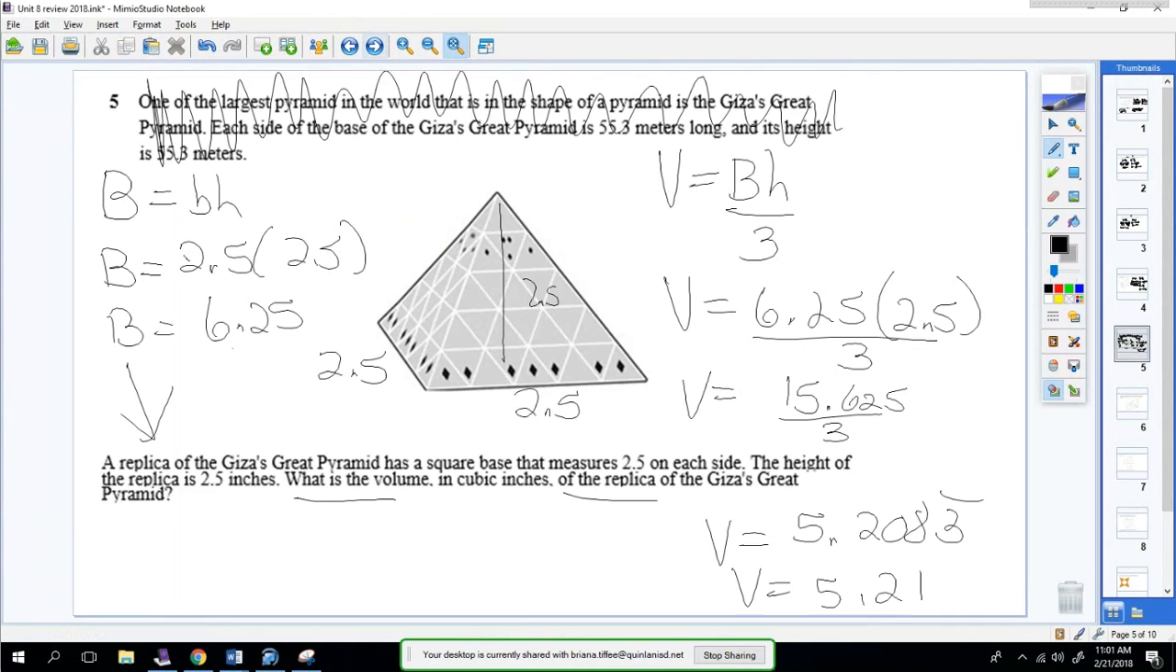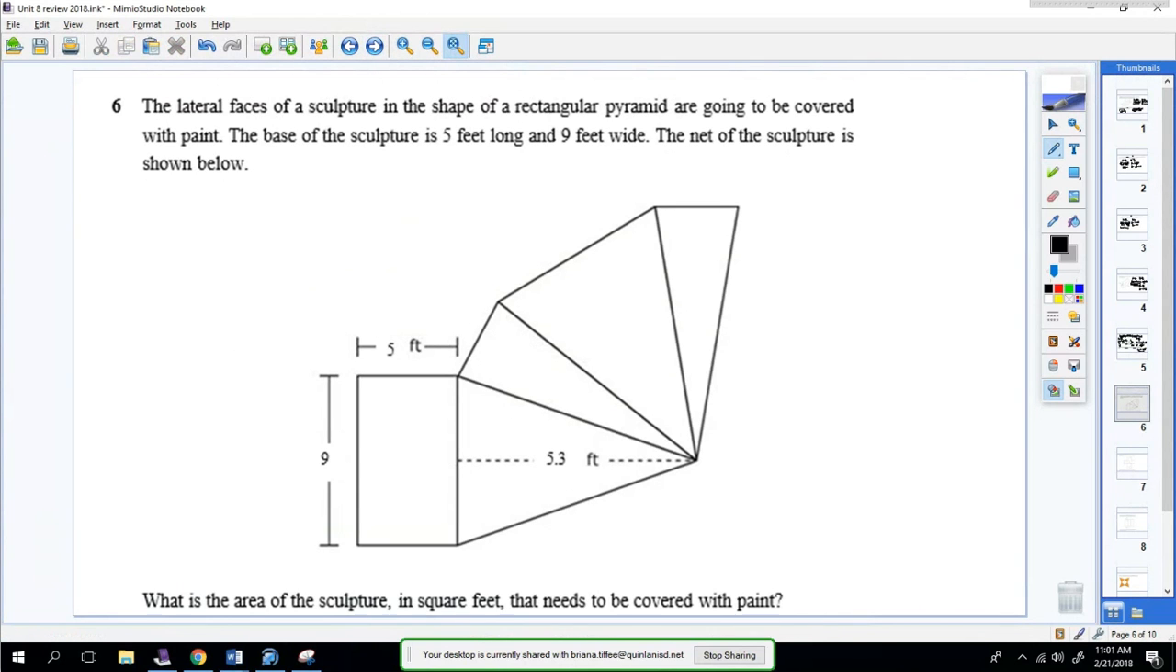All right, let's do number 6. Number 6, the lateral faces of the sculpture in the shape of a rectangular pyramid are going to be covered with paint. Okay, so lateral faces are going to be covered with paint. The base of the sculpture is 5 feet long, 9 feet wide, and the net of the sculpture is shown below. What's the area of the sculpture in square feet that needs to be covered in paint?